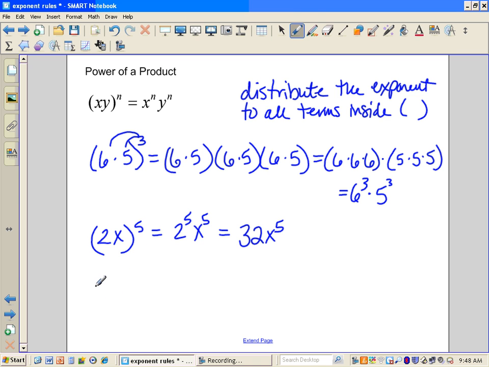Here's one where we could combine 2 of the last rules. If we have 5x squared raised to the 4th, and we distribute that 4th to the 5 and to the x squared, so that becomes 5 to the 4th. That's the easy part. But here I have x squared raised to the 4th. If we remember the rule just above this one, if we have a power raised to a power, we multiply those. So that's going to become x to the 8th. So there we've used 2 rules to simplify one situation.